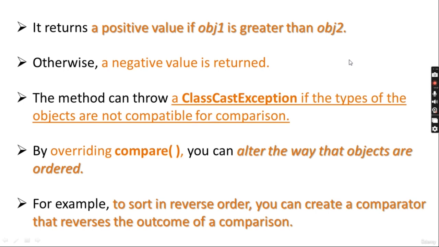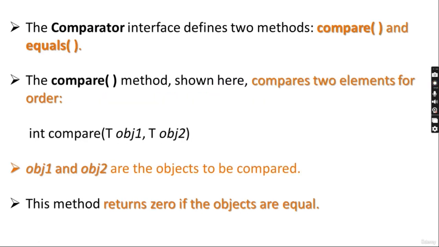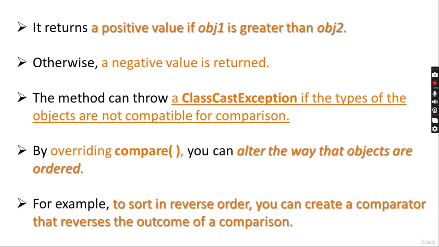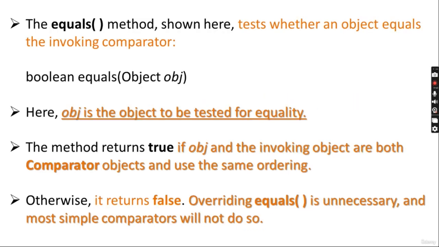You cannot compare string with integer, you cannot compare float with boolean and so on. By overriding compare, you can alter the way that objects are ordered. So if you want to implement this method, you will have to override the compare method. To sort in reverse order, you can create a comparator that reverses the outcome of the comparison.